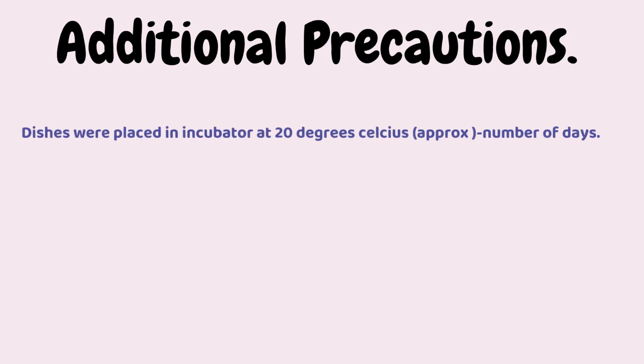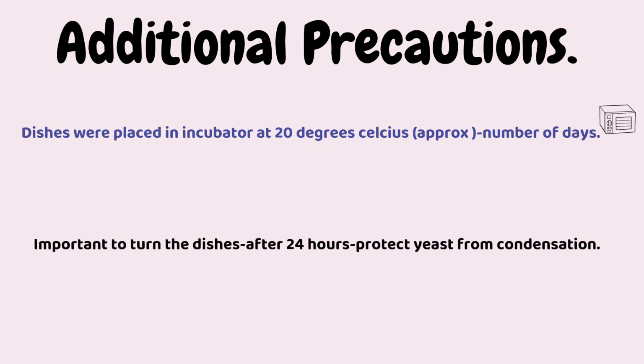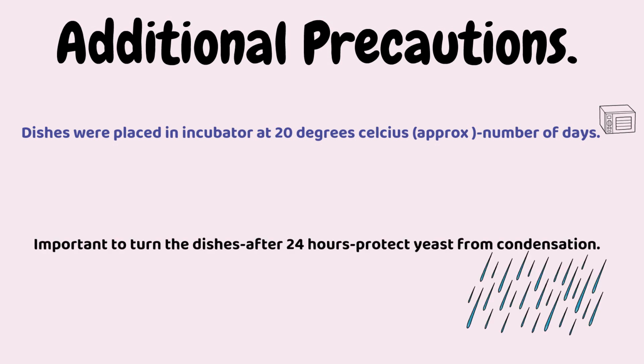There was another additional precaution that we had to know about. The dishes were placed in an incubator at 20 degrees Celsius for a number of days, but after 24 hours we had to invert them, turn them upside down to protect the yeast from condensation.